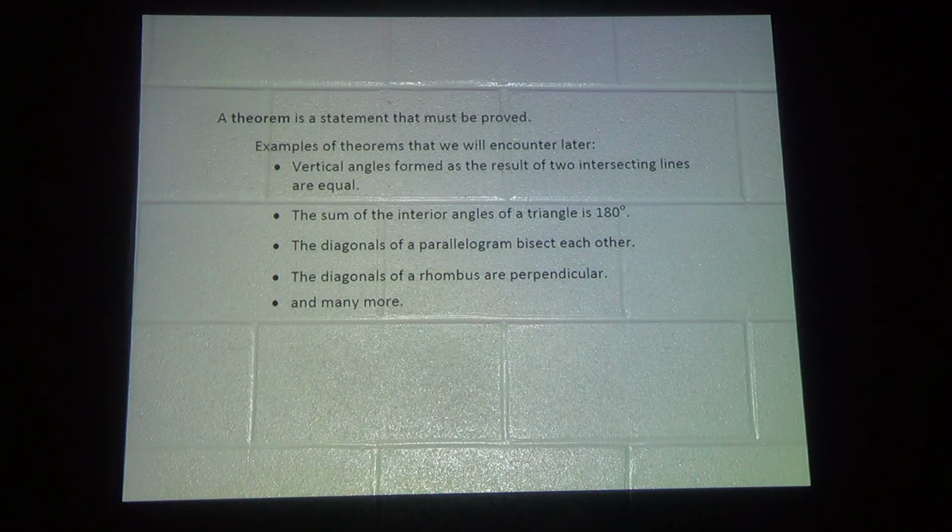The other thing that we're going to be concerned with in this course is a theorem. A theorem is simply a statement that you must prove before you can use it. Examples of theorems that we will encounter somewhere in this study: vertical angles formed as the result of 2 intersecting lines are equal. The sum of the interior angles of a triangle is 180 degrees. The diagonals of a parallelogram will always bisect each other. The diagonals of a rhombus are perpendicular. And there's many, many more.